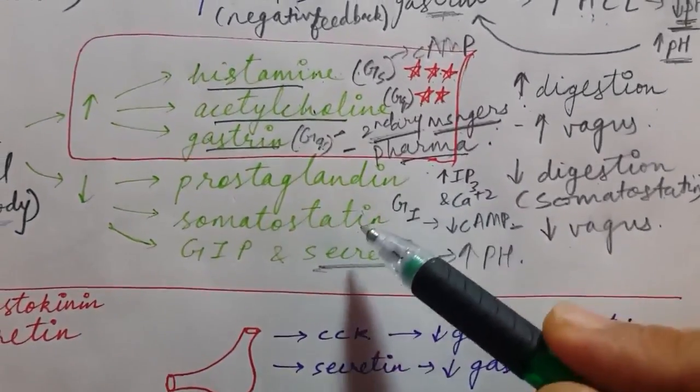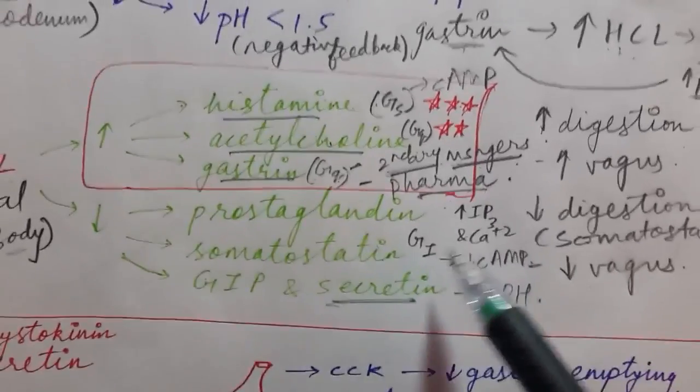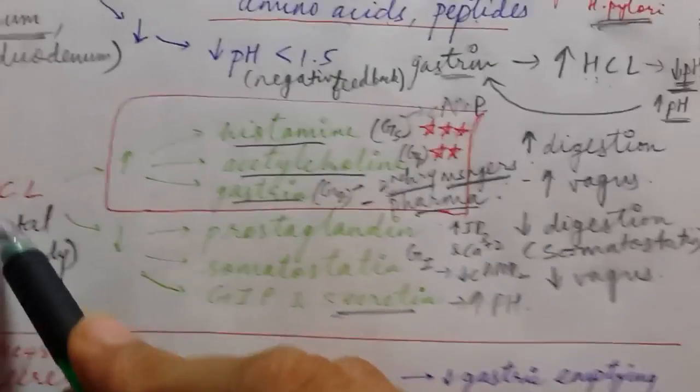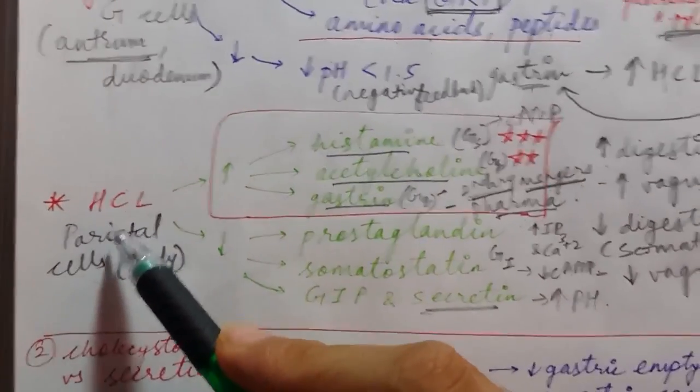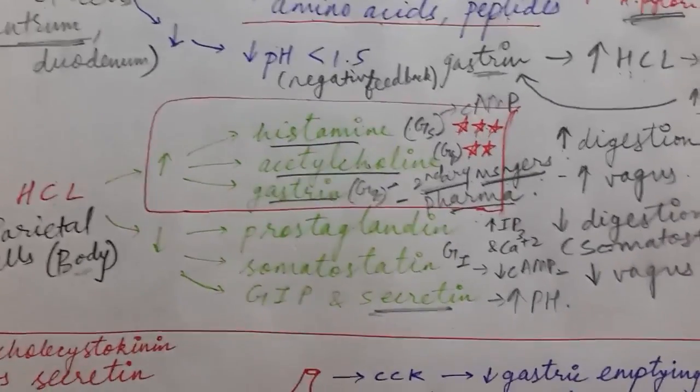Now prostaglandin and somatostatin, both of them work through G inhibitory protein. That will cause a decrease in the cyclic AMP, and this will result in a decrease in the HCl production by inhibiting the H plus potassium ATPase pump.